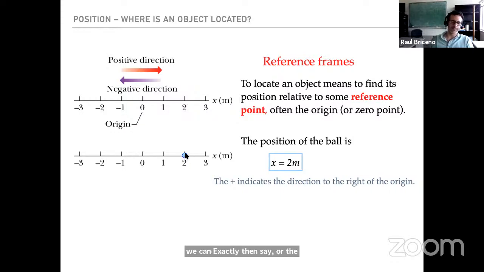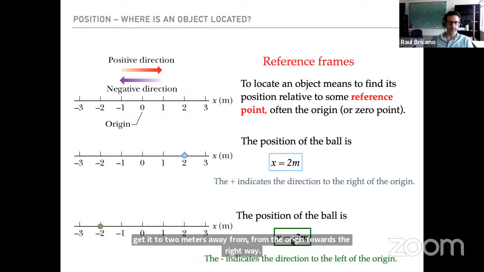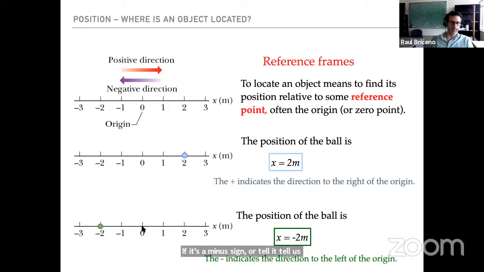We can say, for example, in this case, the point is located at 2 meters away from the origin towards the right. That's what the fact that it has a plus sign is telling us. If it's a minus sign, it would tell us that this object is 2 meters away from the origin, but towards the left. Okay, so when describing positions, the signs are absolutely critical.